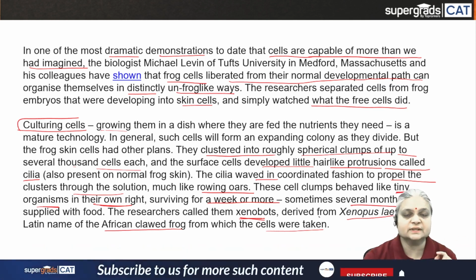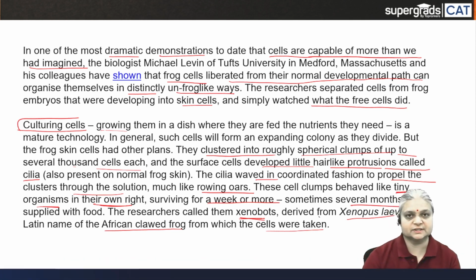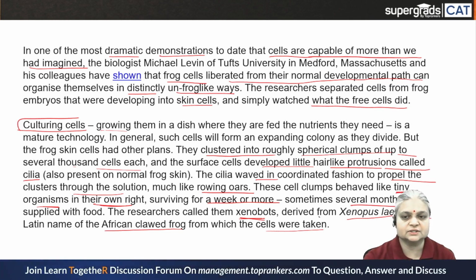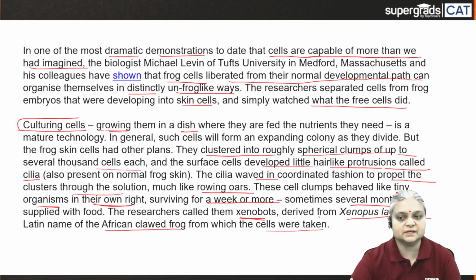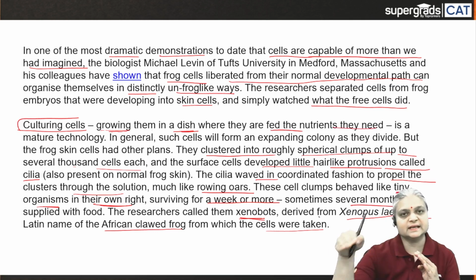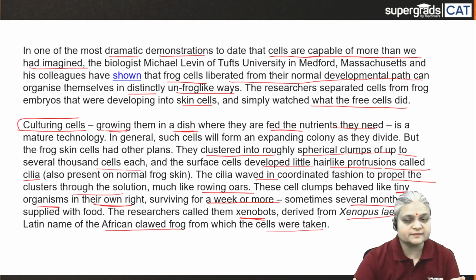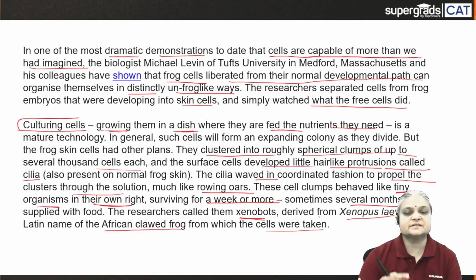All right. And how did they prove it? They took some cells out of the frog and they cultured it. So this is cell culturing, or culturing cells, which means growing them in a dish, where they are fed the nutrients they need, but they are no more in the body of the organism. They are taken out of it. And when they observe these cells, they found that they have started figuring out things or shapes for themselves. They are behaving like an individual cell or organism in their own right.